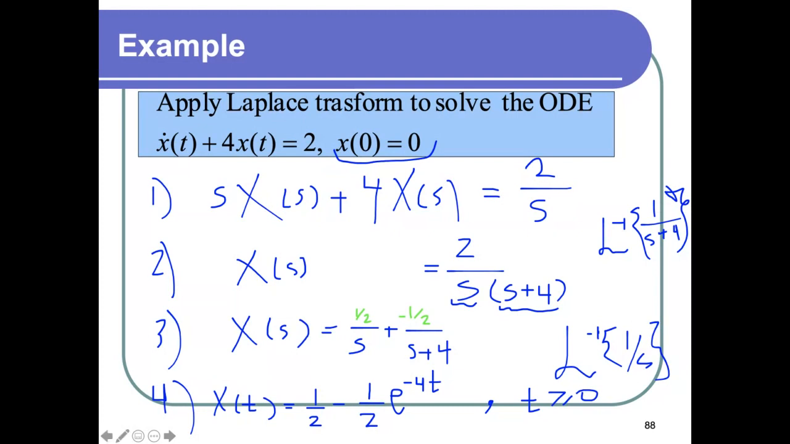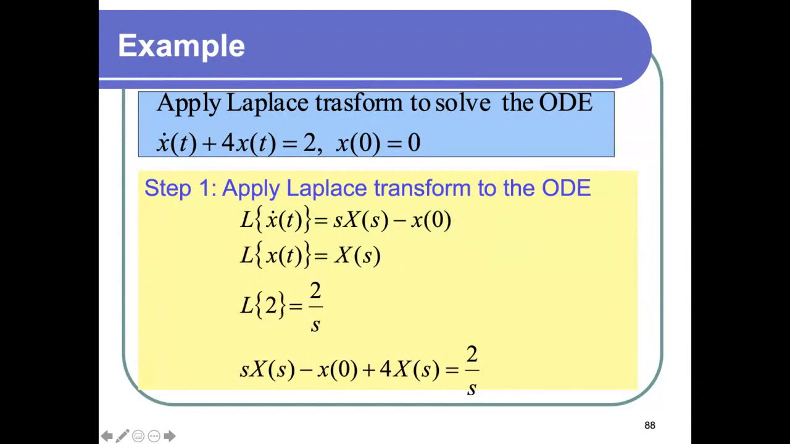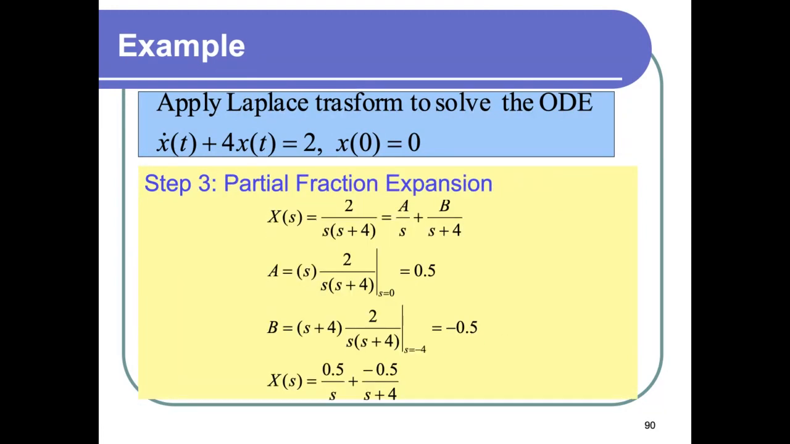Okay, if you don't have any questions, let's go through it step by step again. So we do the Laplace transform. The first term is sx minus x0. This is 0, and then we have x for x of t. Then the Laplace transform of 2 is 2 over s. So we have this part. Step 2, you solve for the unknown function. Just manipulate the terms, and you get 2 over s multiplied by s plus 4. So you get a polynomial over a polynomial, which is a rational function. Step 2 done. Then you do partial fraction expansion.